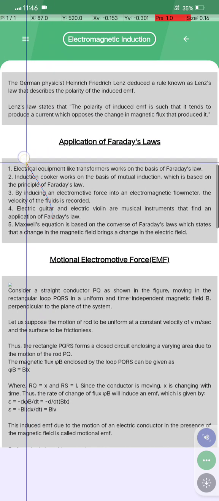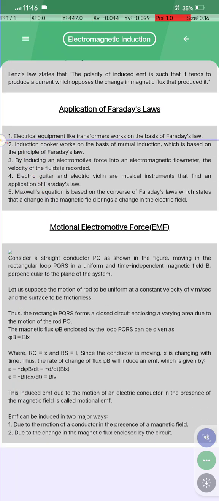Application of Faraday law क्या होता है? The electrical equipment like transformer works on the basis of Faraday law. Induction cookers work on the basis of mutual induction, which is based on the principle of Faraday law. By inducing an electromotive force in an electromagnetic flow meter, the velocity of fluid is recorded. The electric guitar and the electric violin are musical instruments that find application of Faraday law. Maxwell equation is based on the converse of the Faraday's law, which states that a change in the magnetic field can bring a change in the electric field.